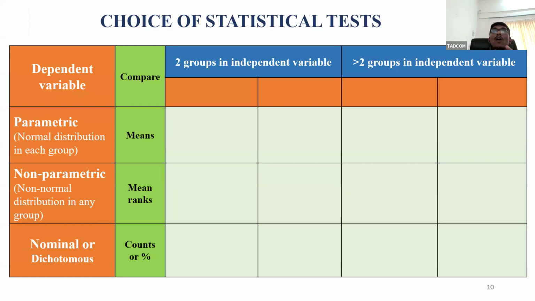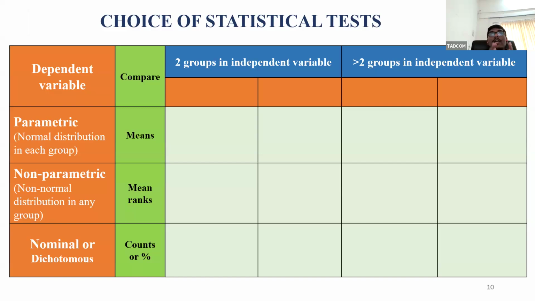At the last, you can see nominal or dichotomous. That is the categorical variable. So our dependent variable, that is the outcome variable, can be either continuous or categorical. If it is continuous, only then do we bother whether it is of normal distribution or non-normal distribution. If it is categorical, we don't look for normal distribution much. Best, we go with the frequencies and percentages only.